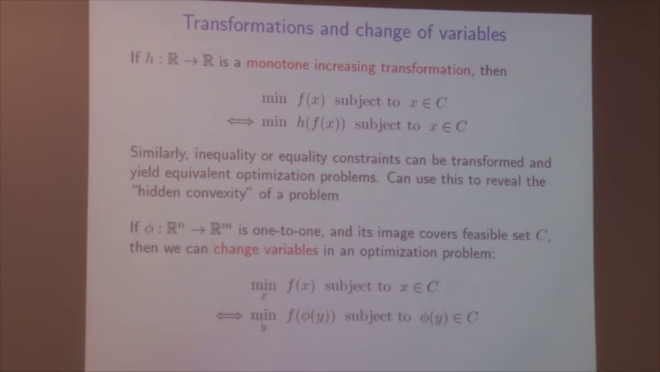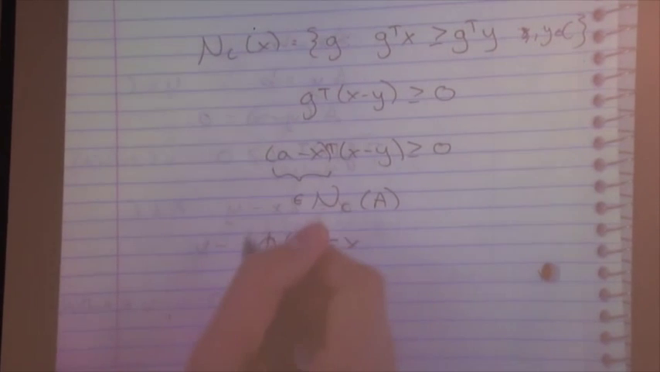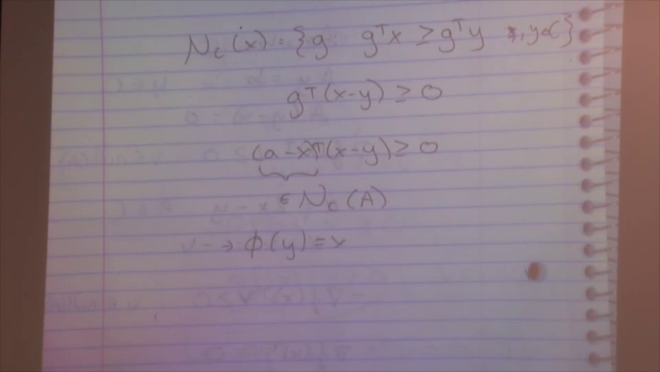This is something that maybe doesn't seem super useful now, maybe seems more trouble than it's worth, but it will appear usefully later. If I have a phi, and the output of phi is going to cover my feasible set, are we familiar with the term image of a function? If it's going to cover my feasible set, then I can replace every instance of x. I know that for every x, I can find a y such that phi of y equals x. That's basically what that statement is saying. Then I can replace x in my convex optimization problem with phi of y, and it's still the same problem.